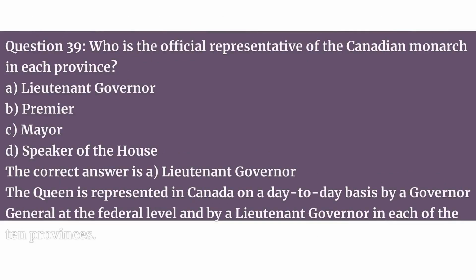Question 39. Who is the official representative of the Canadian monarch in each province? A. Lieutenant Governor. B. Premier, C. Mayor, D. Speaker of the House. The correct answer is A. Lieutenant Governor. The Queen is represented in Canada on a day-to-day basis by a Governor-General at the federal level and by a Lieutenant Governor in each of the 10 provinces.